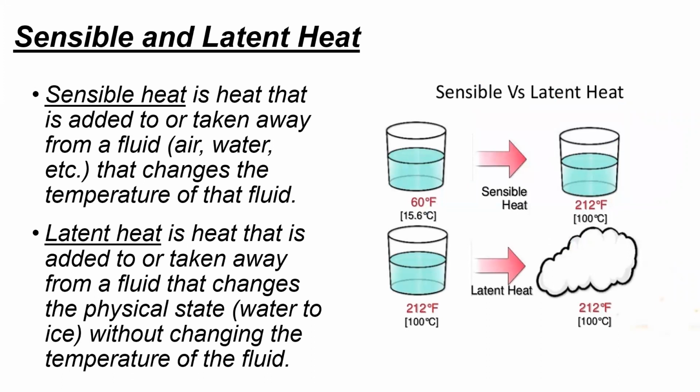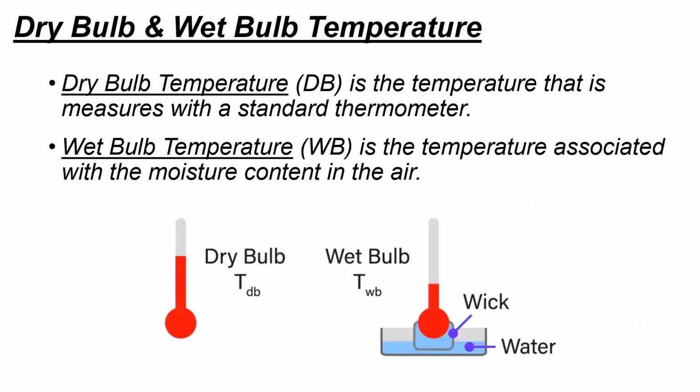Latent heat, on the other hand, is the heat added or taken away from the fluid that results in a change in phase, but happens at the same temperature. For example, boiling water at 212 to steam at 212. So from liquid to vapor, a phase change.